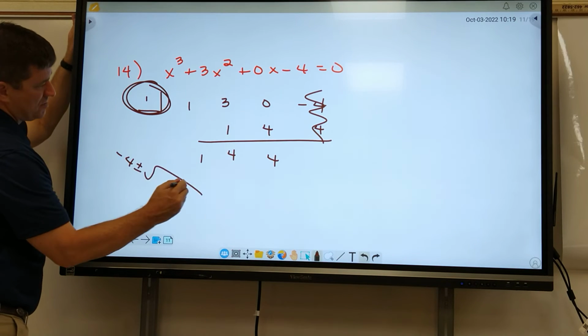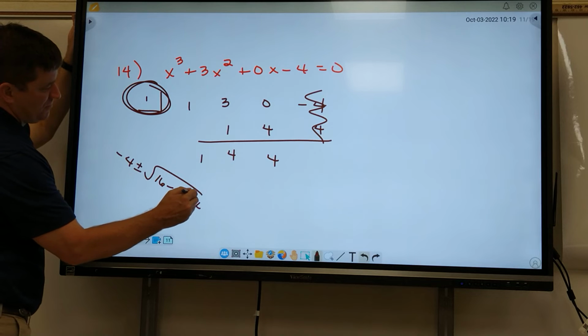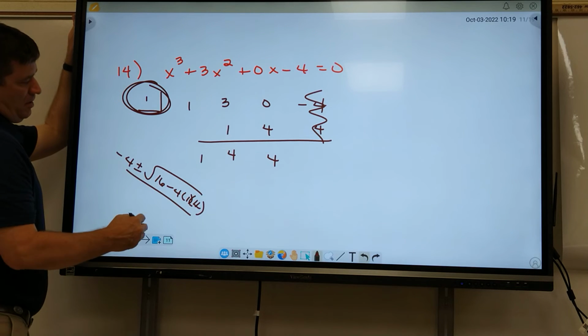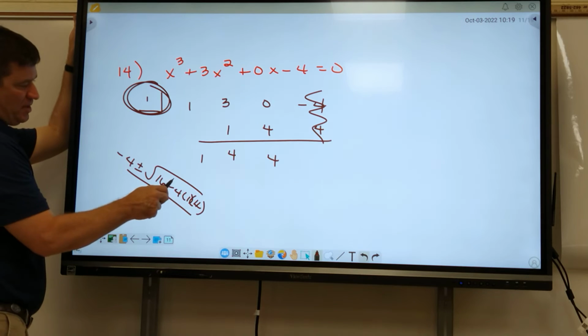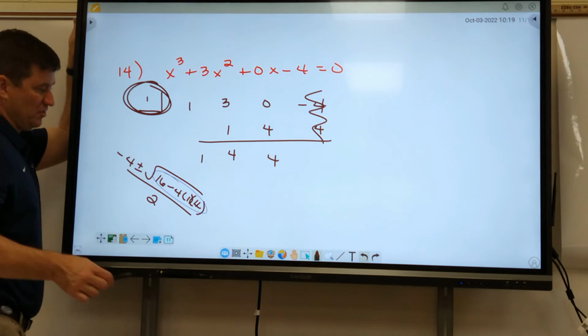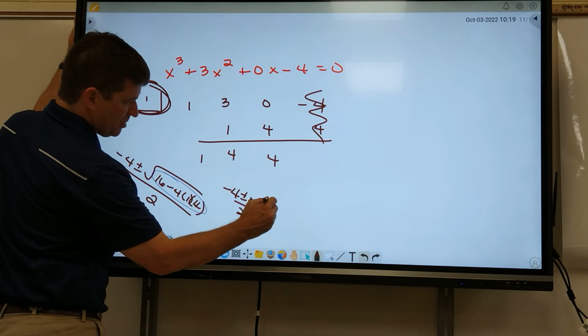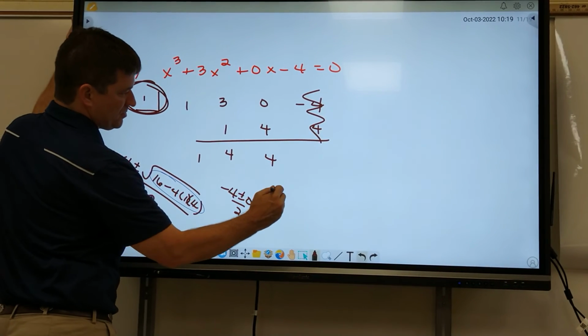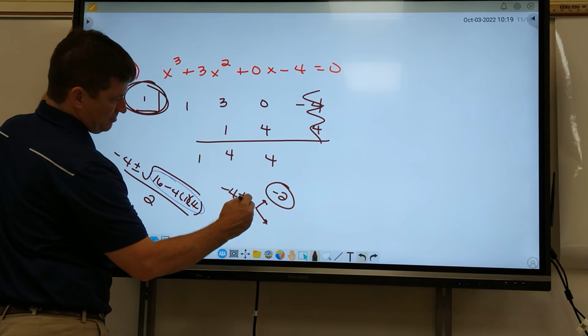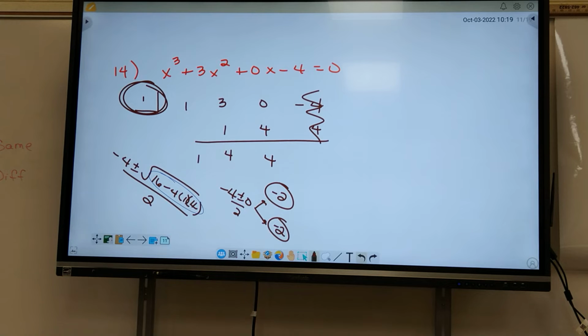-4 plus or minus, I got 16 minus 4 times 1 times 4. All right, somebody help me out. What did y'all get inside the square root symbol on this one? 0. Square root of 0 is 0. So I got -4 plus or minus 0 over 2. All right, first answer, -2. Second answer, -2. Y'all get the same thing? All right, that's your 3 answers for that.